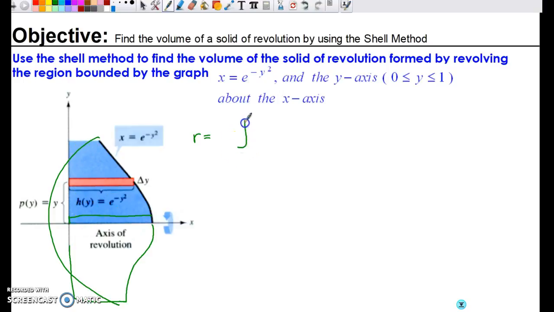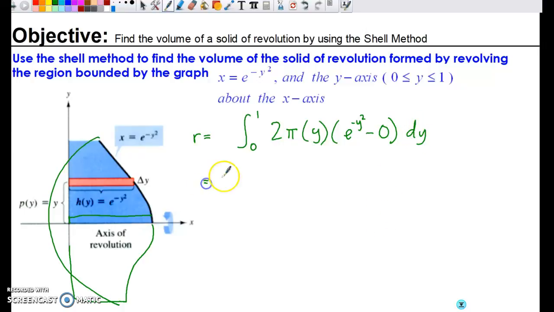And so my integration bounds are going to be from 0 to, it looks like, positive 1. That's where the 0 to 1 is my y. 2 pi, and what is the radius? It's just going to be the y value, however far I am from that axis of rotation, right? Now the height, h of y, is going to be the difference between my black line and the y-axis. So in this case, it's going to be e to the negative y squared minus the axis of rotation, and of course with respect to y.